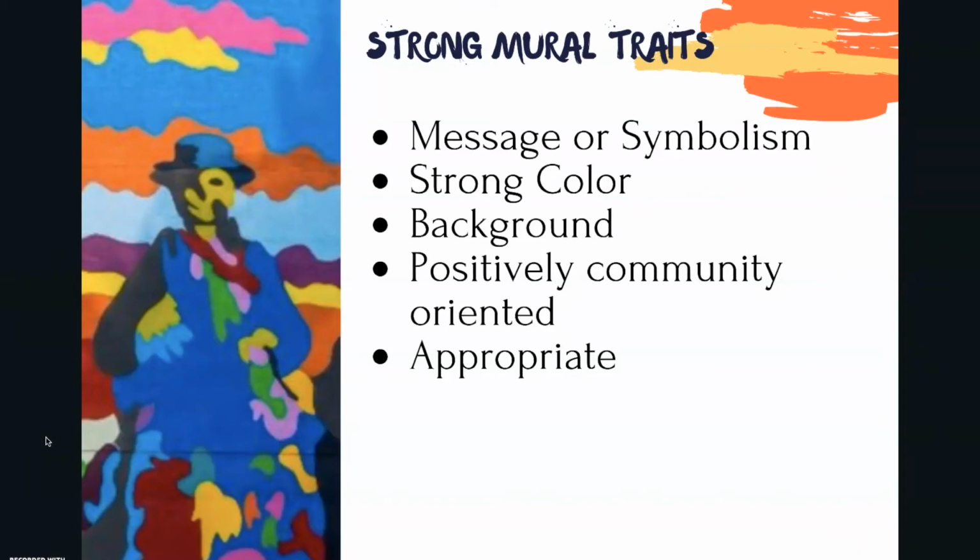Am I going to have any symbolism or messaging? You definitely are going to want an idea for your mural that represents healthy aging and some of the values of the Madison Senior Center. Strong color is often a good way to go. It should have a background. So how are we breaking up the space around some of the subjects in the mural? It should definitely be positively community oriented and of course appropriate.